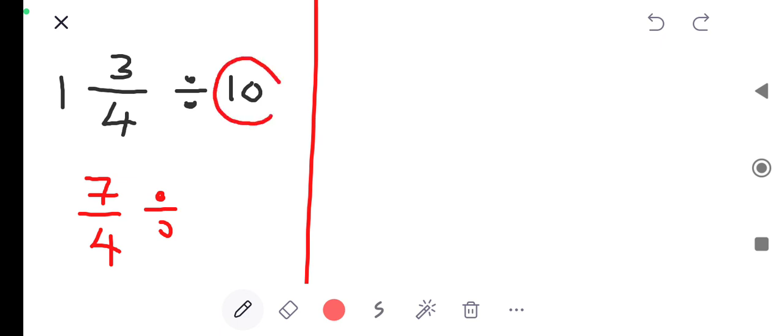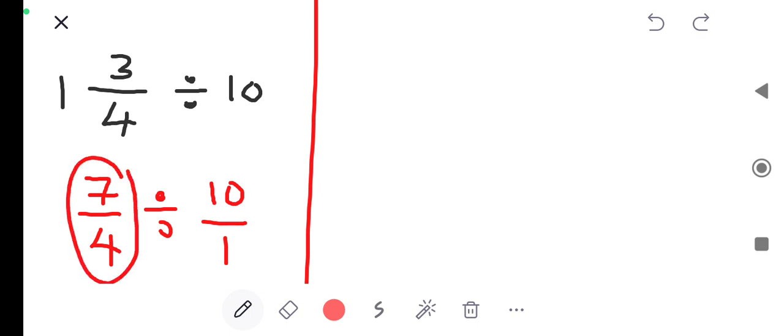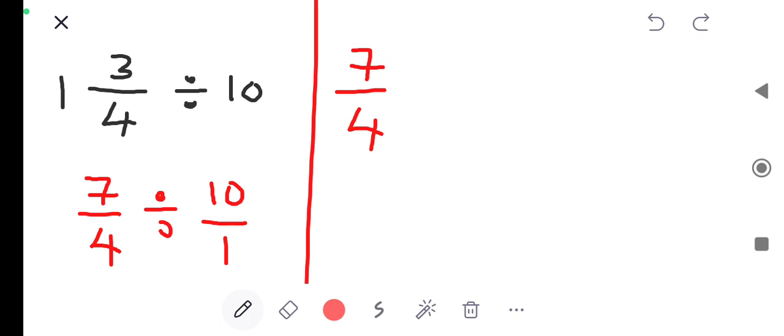Okay, you write your division again. Write this 10 as a fraction. 10 is the same as 10/1. Then you keep the fraction at the left the same. That means that you write 7/4 again. Then you turn this division to multiplication, and then you flip 10/1. When you flip 10/1, 1 will go up and become the numerator. Then 10 will come down and become the denominator.